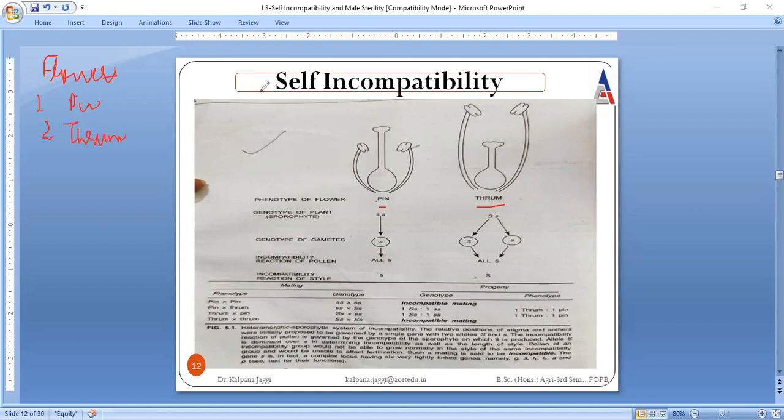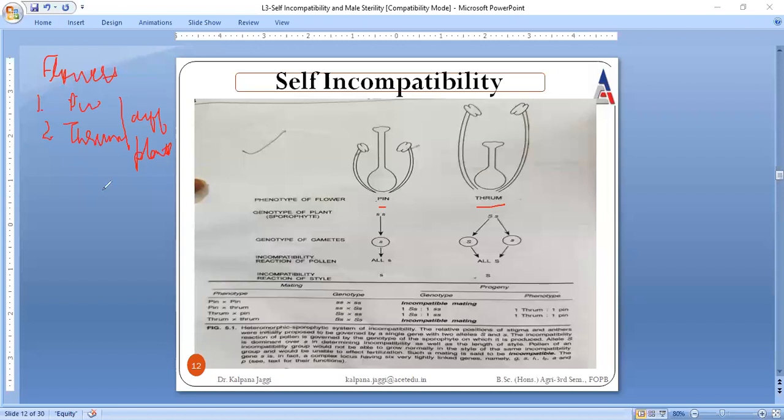Now I will show you why self-incompatibility is different, why flowers of different incompatibilities are also different in morphology. So we have considered two types of flower, pin and thrum. Very important, these two flowers are produced on different plants.